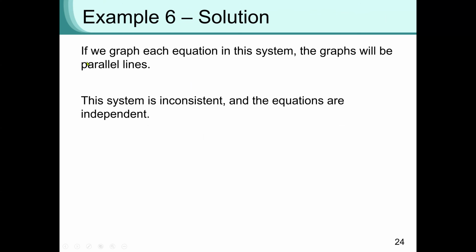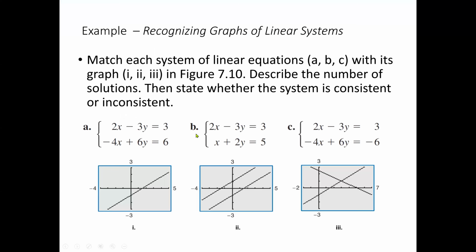So here they say, if we graph each equation in this system, the graph will be parallel. Again, parallel means they can never intersect. And normally when you have two lines that are parallel, it means their slopes are also the same. So the system is inconsistent and the equations are independent. If we have infinite solutions, the equations will be dependent.